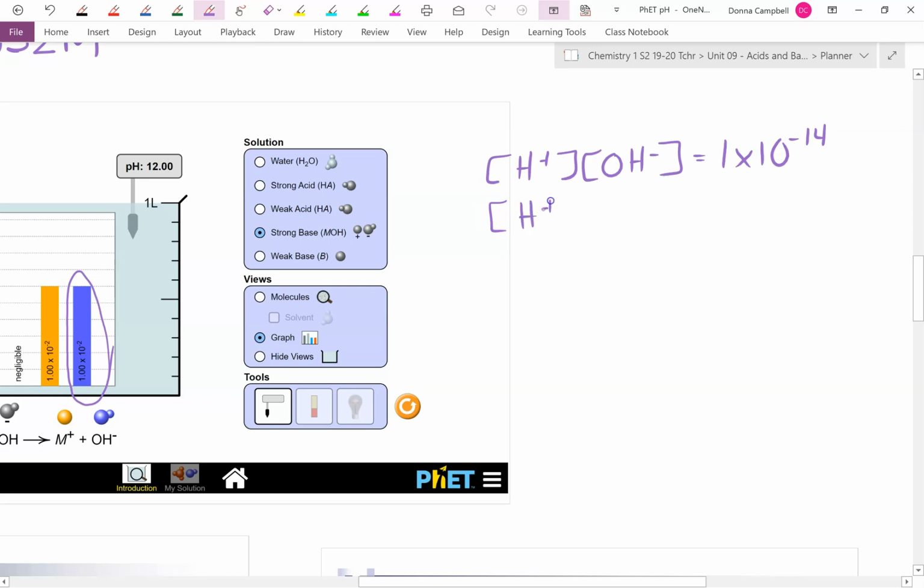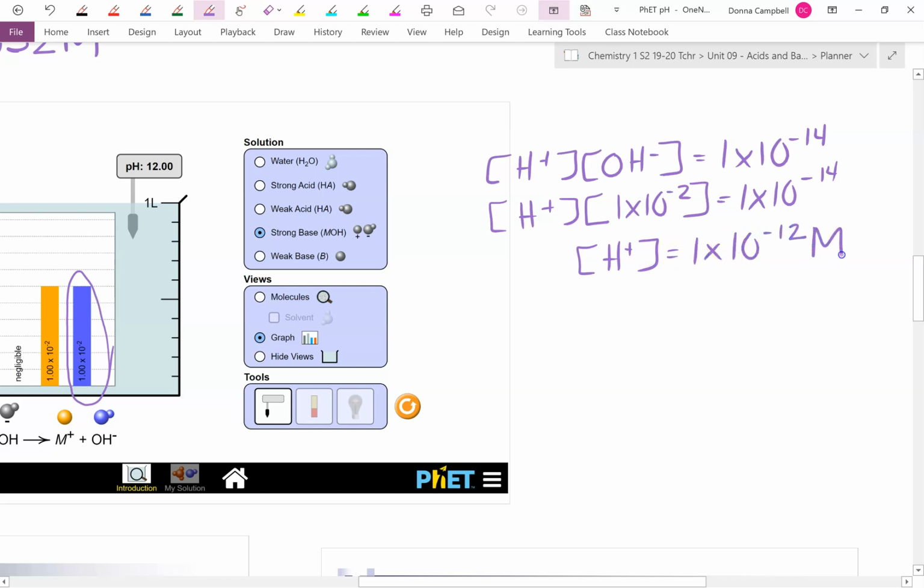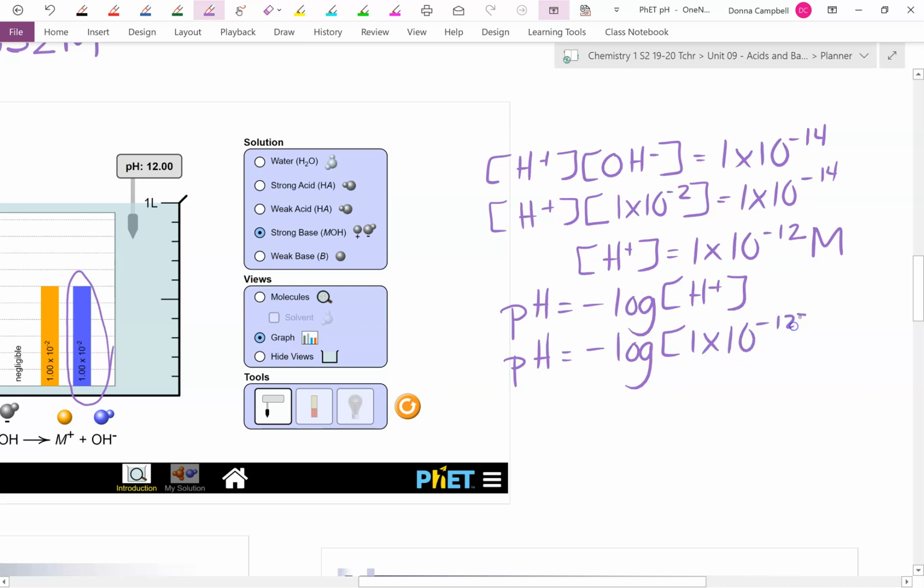So the H plus concentration has changed because the OH minus concentration increased to 1 times 10 to the negative 2. They multiply together to still equal 1 times 10 to the negative 14, which means the H plus concentration is now 1 times 10 to the negative 12 molar. I'll put that in the pH equation, negative log of the H pluses. So the pH is equal to the negative log of 1 times 10 to the negative 12. So the pH is equal to 12. That's how we get that.